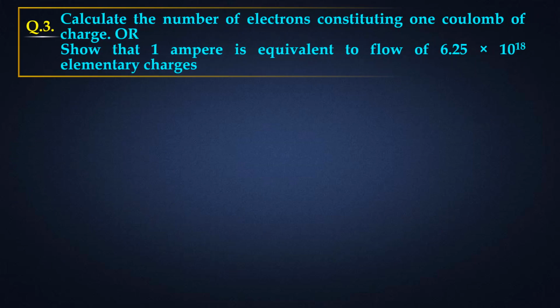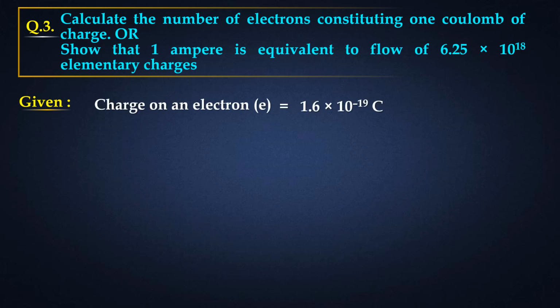Next sum, question number 3. Calculate the number of electrons constituting 1 coulomb of charge, or show that 1 ampere is equivalent to flow of 6.25 into 10 to the power 18 elementary charges. This is a very important question. So given charge on an electron E is equal to 1.6 into 10 to the power minus 19 coulomb. It's not given, but it's implied.